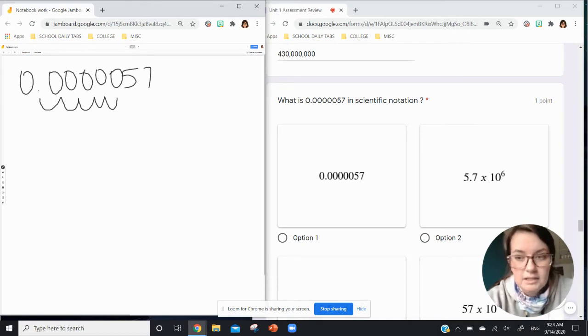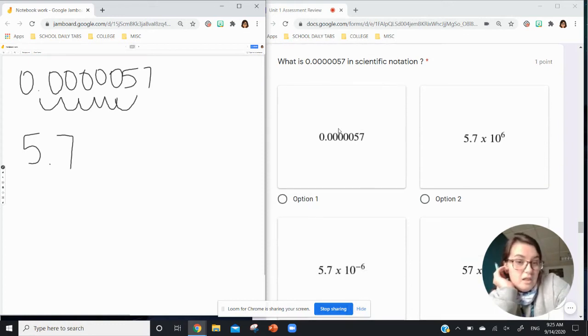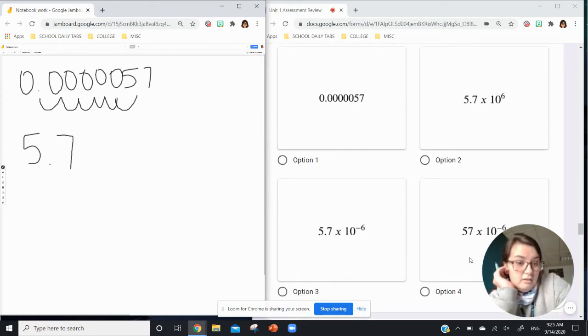That's not between 1 and 10, so I have to move it one more time. So my decimal now should be between the 5 and the 7. I couldn't go another time because then it'd be 57, and that's a lot bigger than 10. So 5.7 is the first part. And I just want to look and see at my answer choices. Well, that's not right. The 57 isn't right, so I know it's either option 2 or option 3.